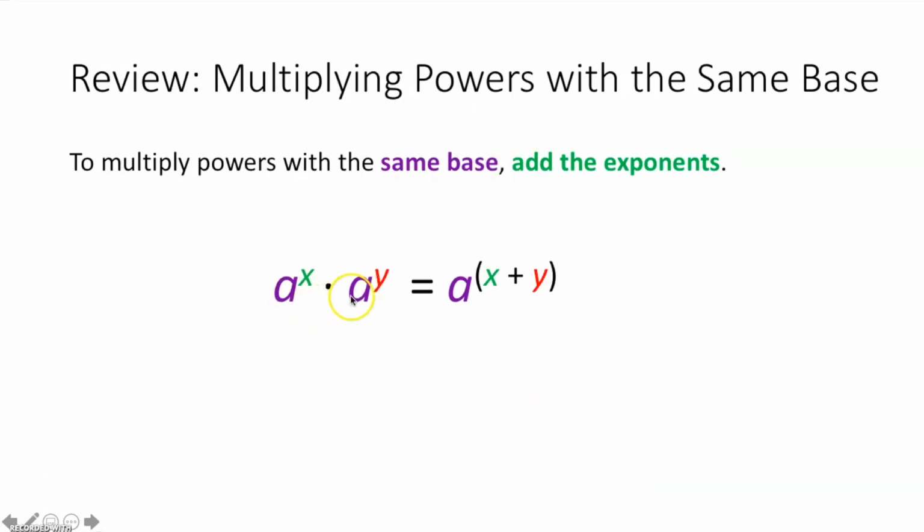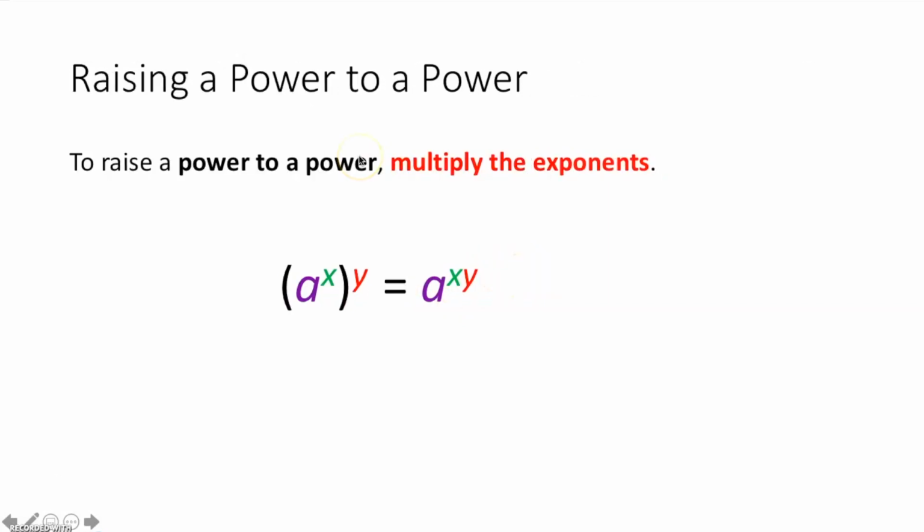So if you want to multiply two things that have the same base, what you want to do is add the exponents together. So a to the x times a to the y is actually equal to a to the x plus y power. New for this lesson, we're going to talk about raising a power to a power.